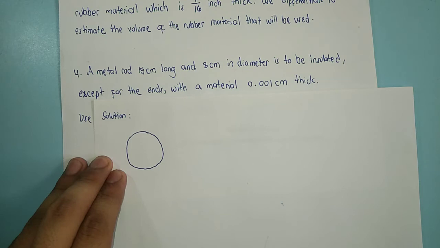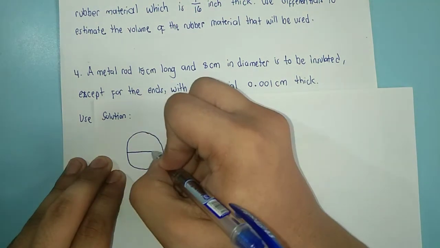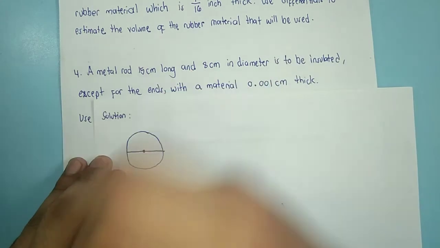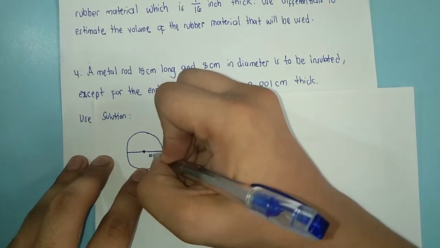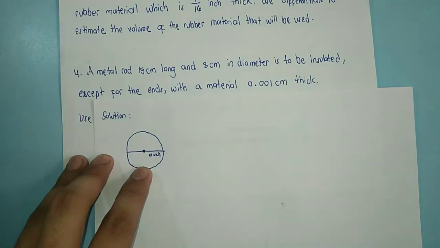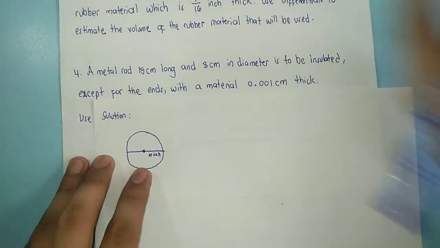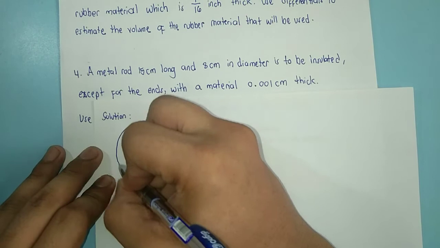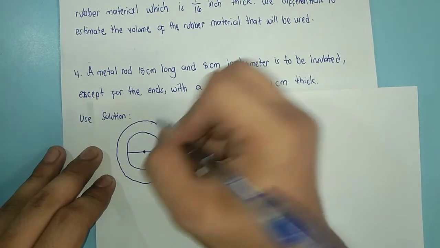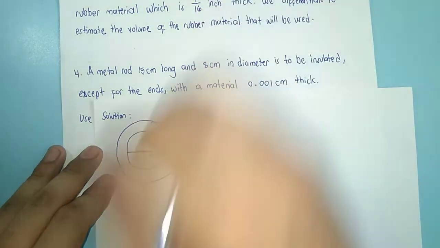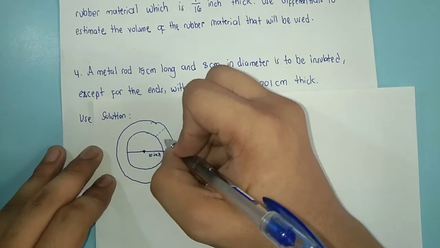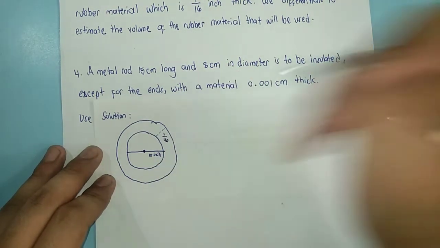Okay, so for our solution, para ma-imagine nyo, ang bola daw natin, so let's say ito yung bola, yung diameter daw niya ay 10 inches. Okay, so 10 inches yung diameter. So yan, ito yung 10 inches. Tapos, kukuberan daw siya ng rubber material. So let's say ito yung rubber material, na yung thickness daw nito ay 1 over 16. So ibig sabihin, ito, 1 over 16.